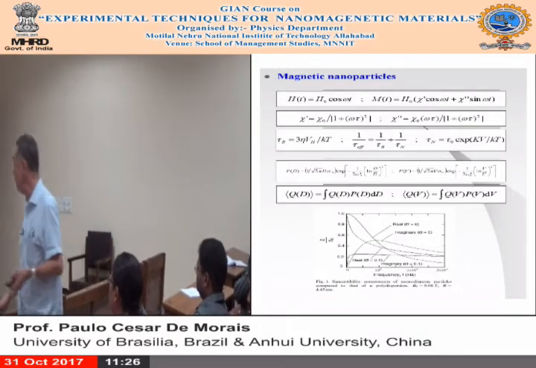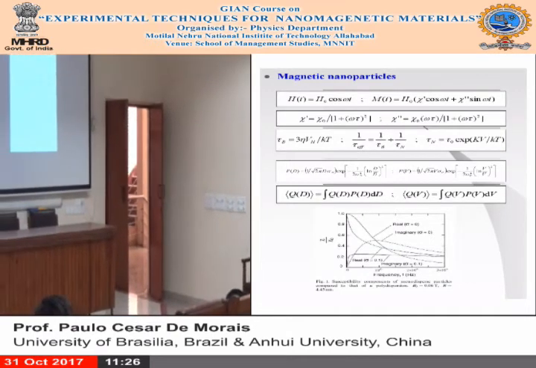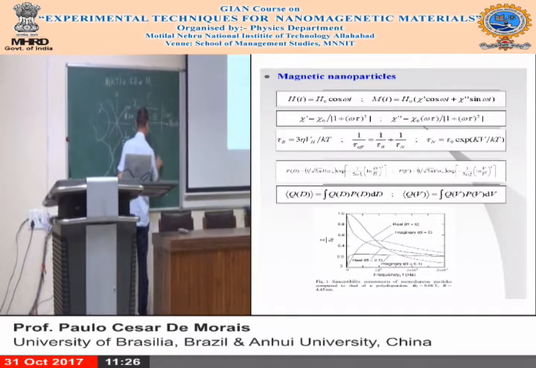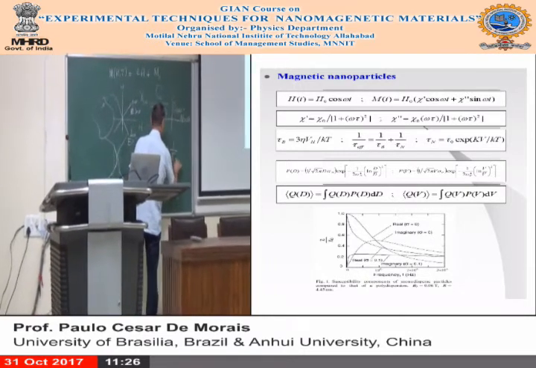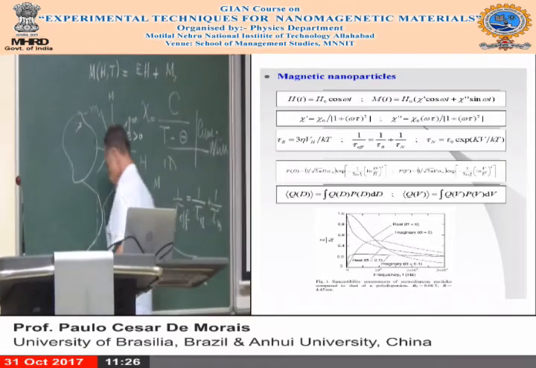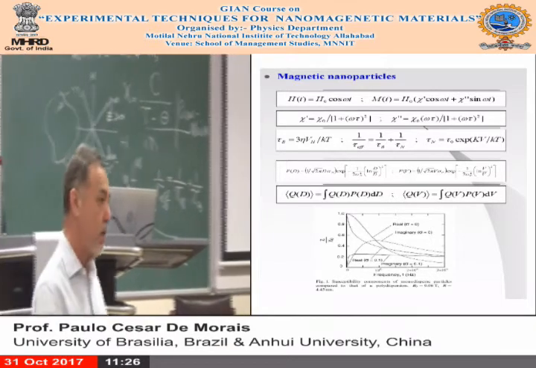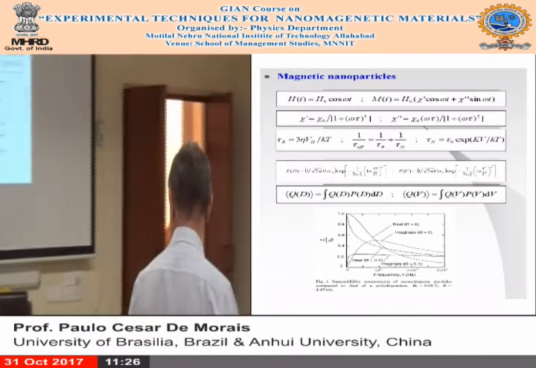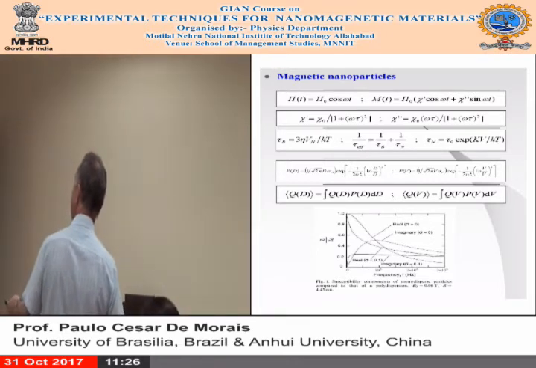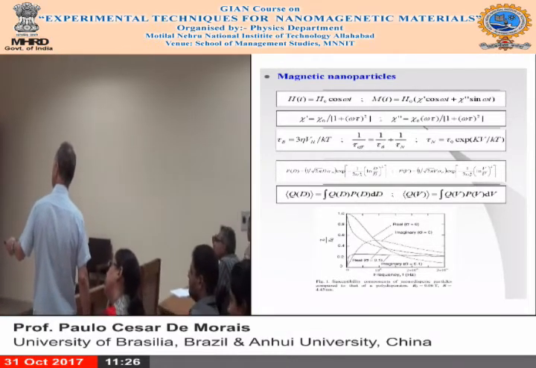How do you write the effective relaxation time? You write it like this. I'm not sure if it is in the slide. So the effective relaxation time will be like this: 1 over τ effective is equal to 1 over τ Néel plus 1 over τ Brownian. This is the effective relaxation time when the two processes are acting together. Okay, now this is quite standard.